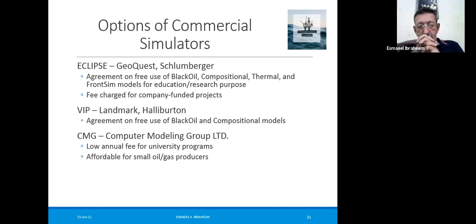CMG, Computer Modeling Group Limited, has a low annual fee for university programs, so it's better for studies and universities, and cheaper than Eclipse and VIP. It is also affordable for small oil and gas producers, so it can be used by small companies because it is cheaper than the others.